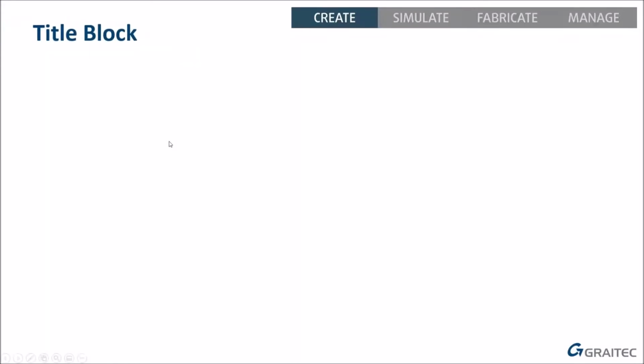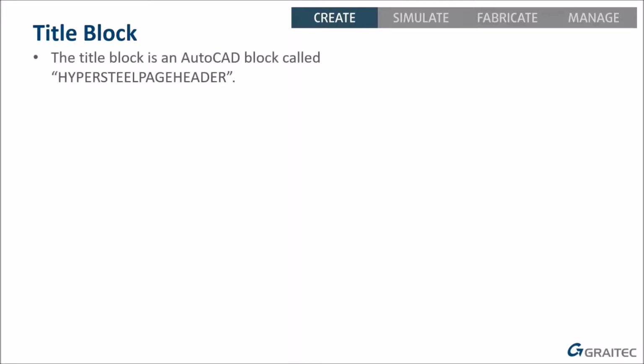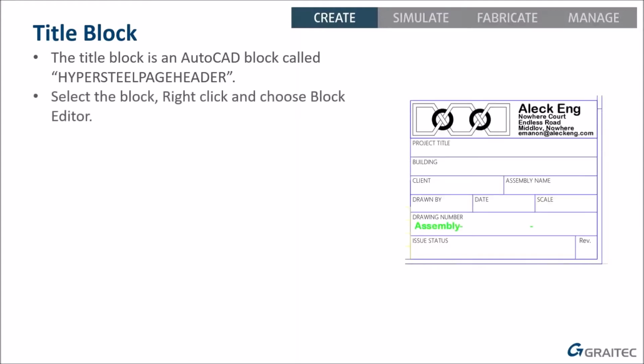The title block is the next biggest or the most obvious thing to want to edit. There's quite a lot going on in the title block. So again, it's an AutoCAD block, and this time it's called Hypersteel Page Header. Again, you can select the block, right click and choose block editor, so you can go in and edit it and play about with it as you wish.